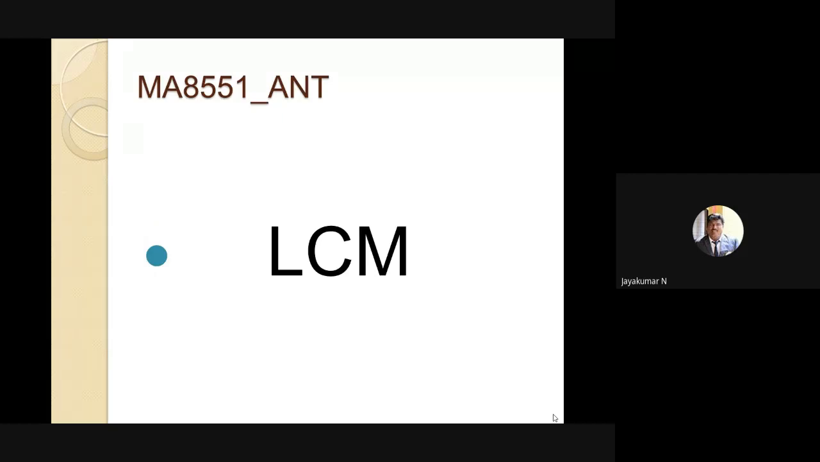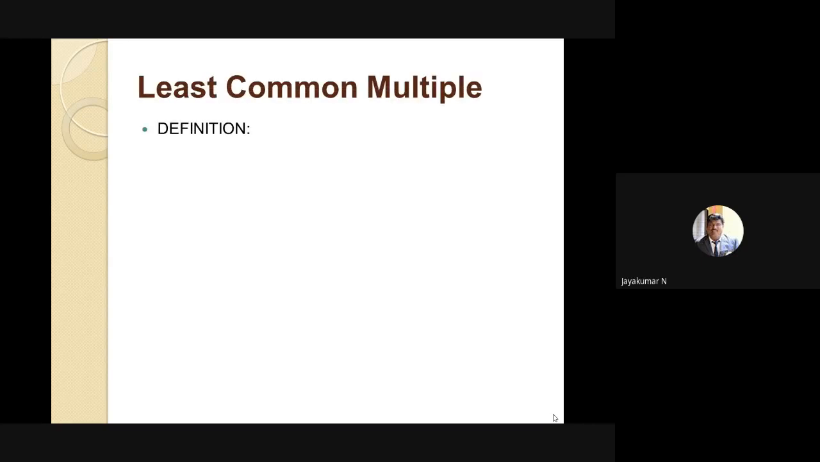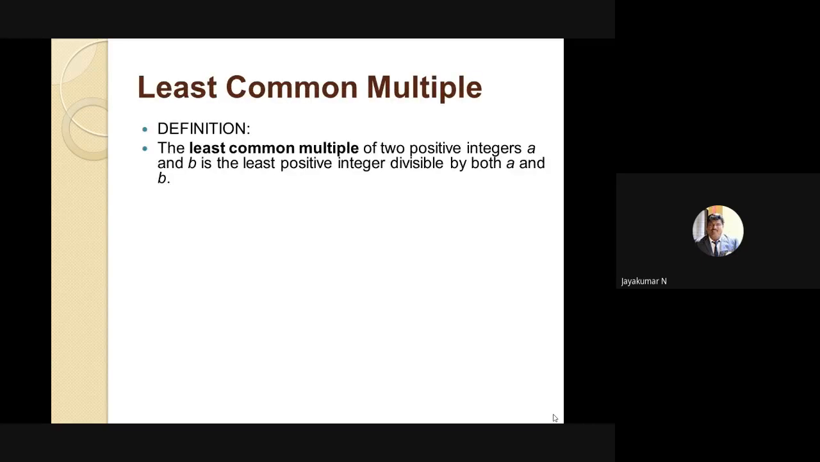So we can define it in two ways. Least common multiple for two positive integers: first, write the multiples of the first integer, then write the multiples of the second integer, out of which find the common multiples. Then you have to choose the least value, that is the least common multiple. In other words, the proper definition: the least common multiple of two positive integers a and b is the least positive integer divisible by both a and b.